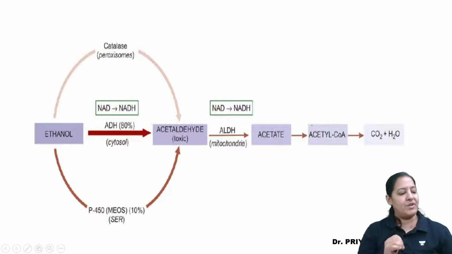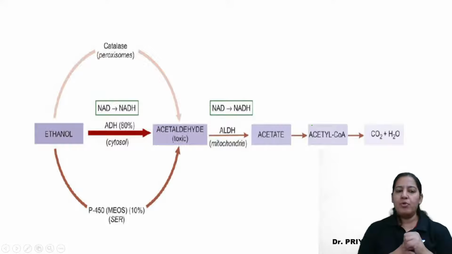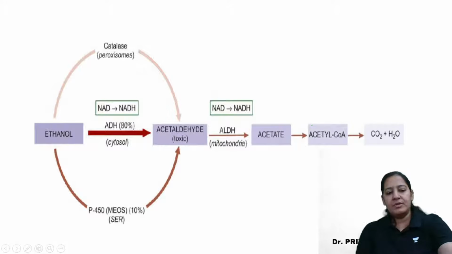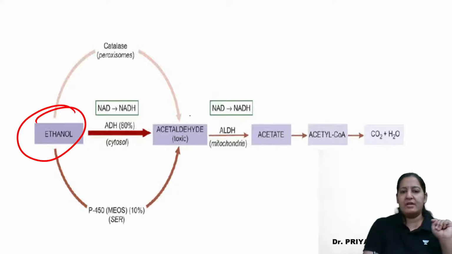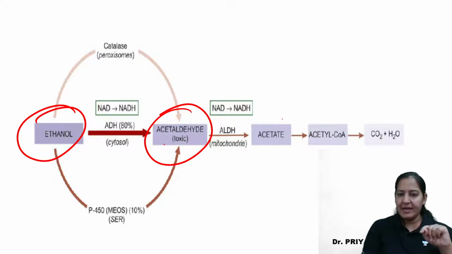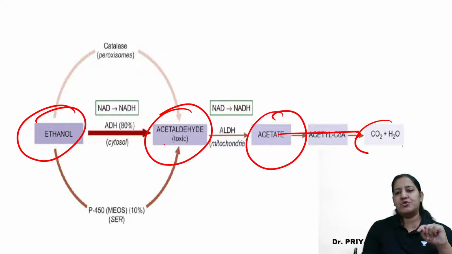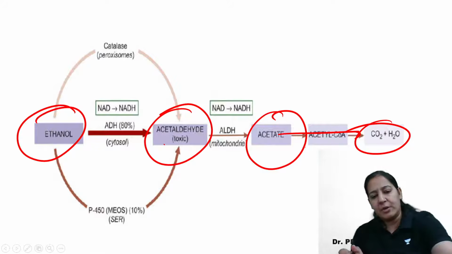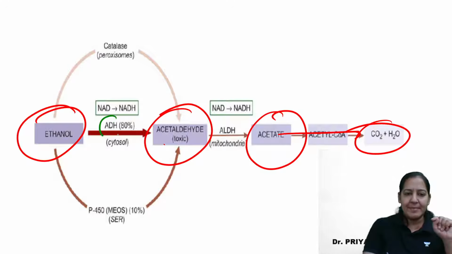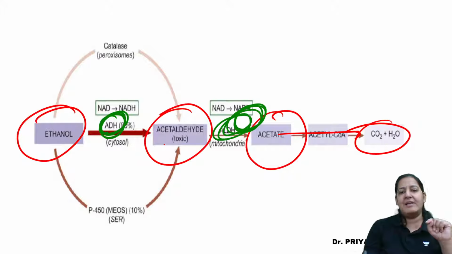The same story is written in front of you. Give me a thumbs up if you got the story. Have you got it? So ethanol gets converted to acetaldehyde. Acetaldehyde gets converted to acetate and ultimately H2O, CO2 is formed. Two enzymes are required. You can see the names of the two enzymes. The first enzyme is alcohol dehydrogenase, which is abundant, and the second enzyme is acetaldehyde dehydrogenase, which is limited. Right? So that is the complete story.